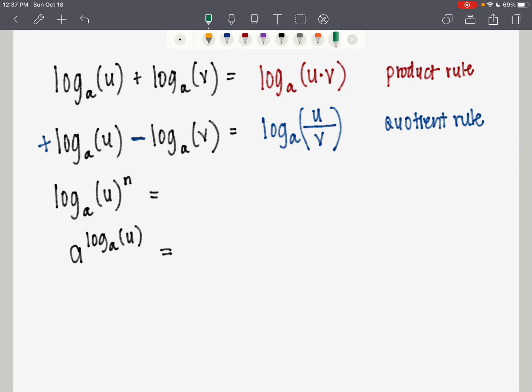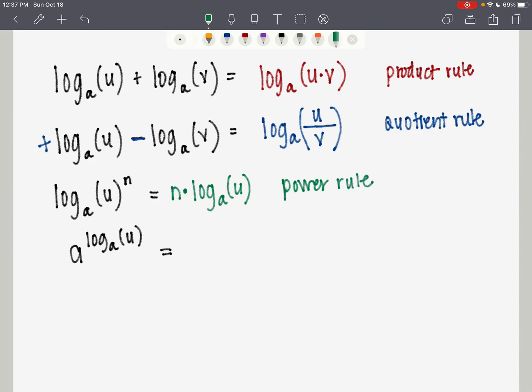Then we have the power rule. When we have log base a of u raised to the nth power, that n that's in the exponent becomes a coefficient of the logarithm. So n times log base a of u. And that is the power rule of logarithms.